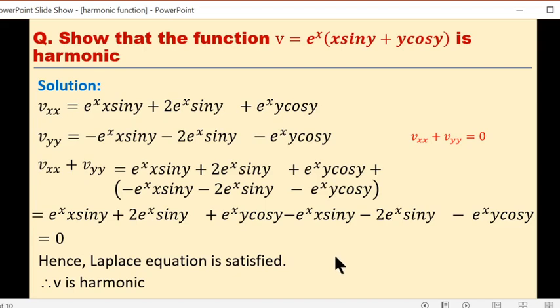Did we understand how to show that the function is harmonic? The problem is very easy. We only have to find out derivatives, in which we have to be very very careful. Okay. All right. Very good.